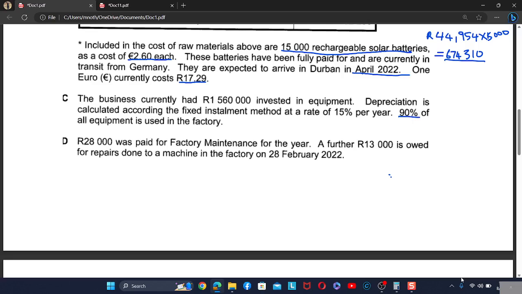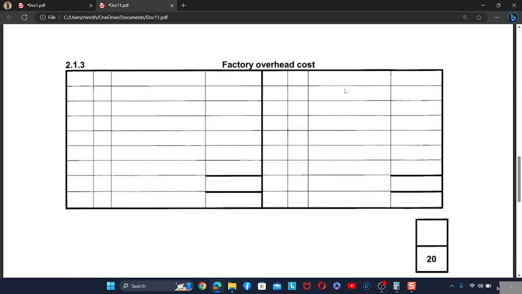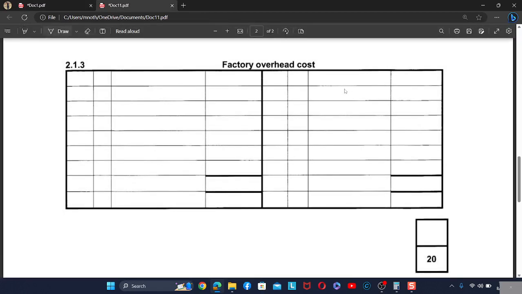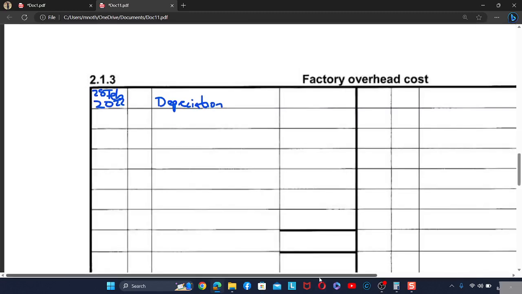So we have to calculate the depreciation. Once we know the depreciation, we must record it under the factory overheads. But under factory overheads, we only record the depreciation of the factory. So let's do the calculations.